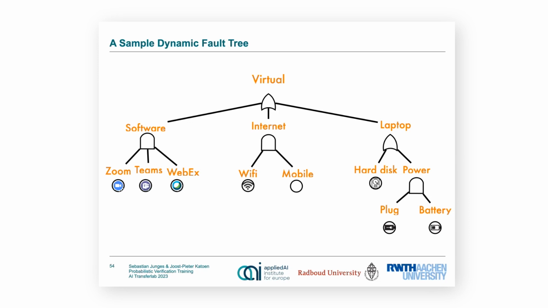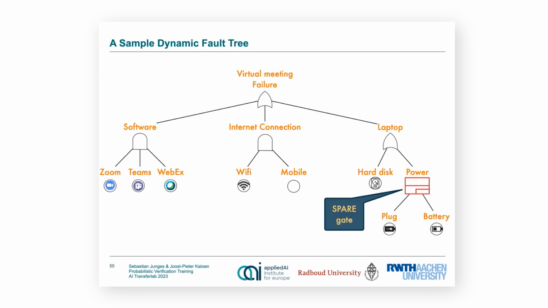Here you see, we would like to have a virtual meeting. And for your virtual meeting, you have some software, Zoom, Teams, or WebEx. You have internet, your Wi-Fi or mobile, and you have a laptop that consists of a couple of components. Good. So what you can do in a dynamic fault tree, you can have a kind of a spare. So this model over on the right means basically that if your plug fails, so your electricity goes down, then you can maybe have a replacement by having an accu or a battery that you can use for powering your system. So if the plug fails, you replace it by the battery.